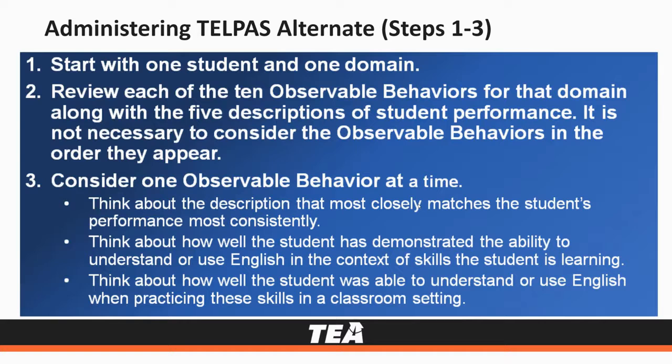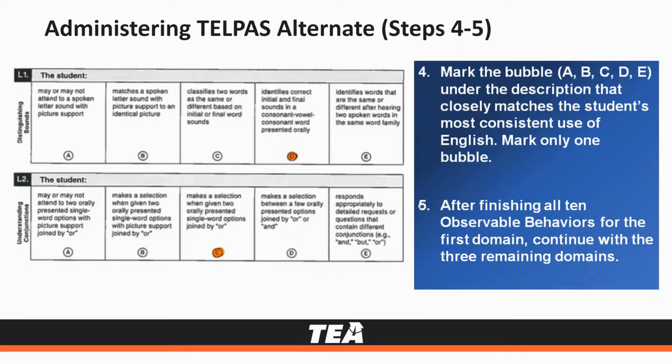So consider one observable behavior at a time. Think about the description that most closely matches the student's performance most consistently. So it's not necessarily what they do in that moment as much as it's what you have observed most consistently. So think about how well the student has demonstrated the ability to understand or use English in the context of skills the student is learning, and think about how well the student was able to understand or use English when practicing these skills in a classroom setting. So mark the bubble A, B, C, D, or E under the description that closely matches the student's most consistent use of English. Mark only one bubble.